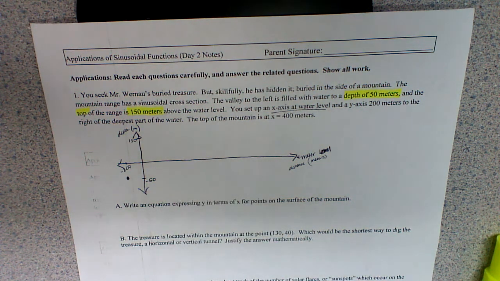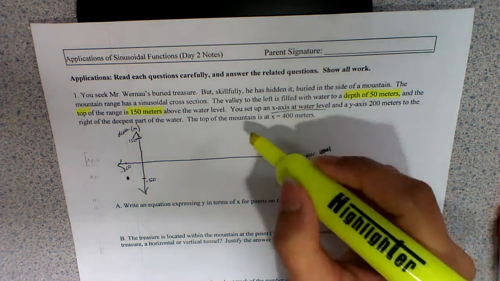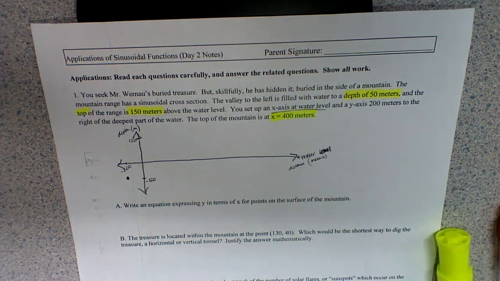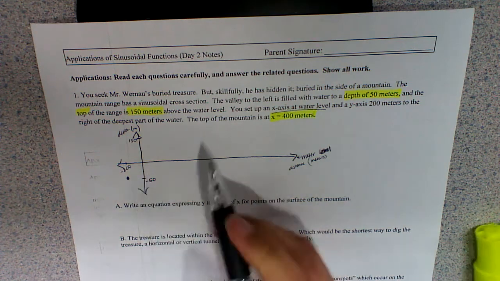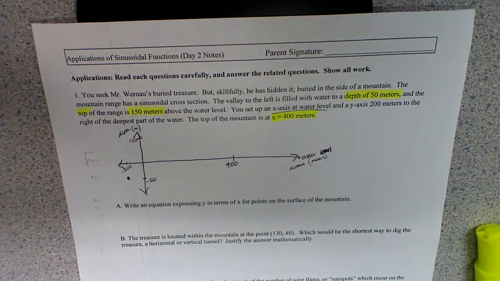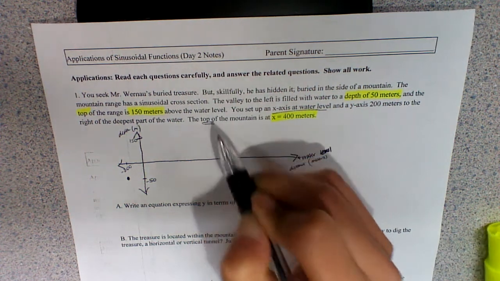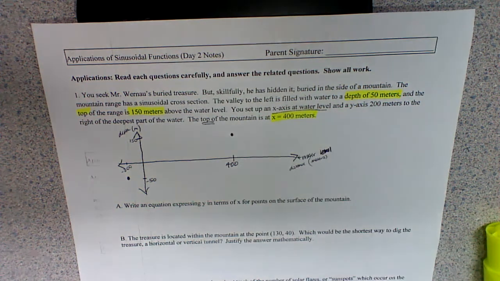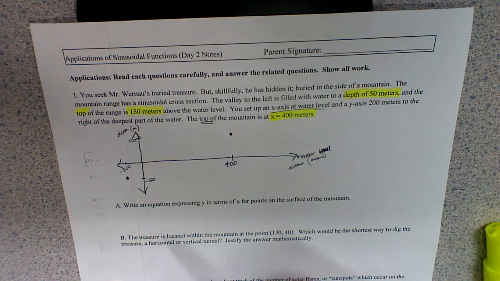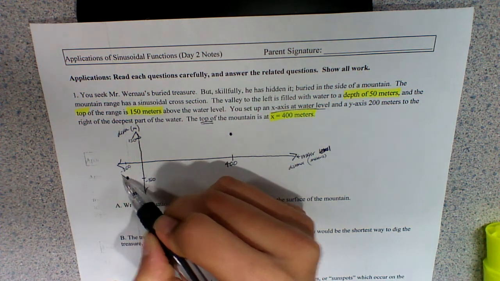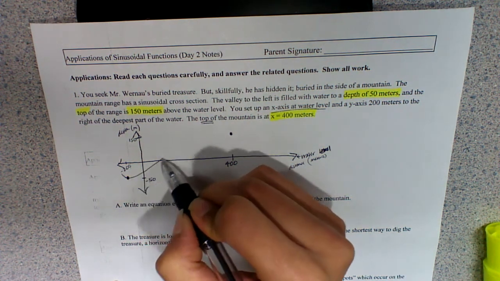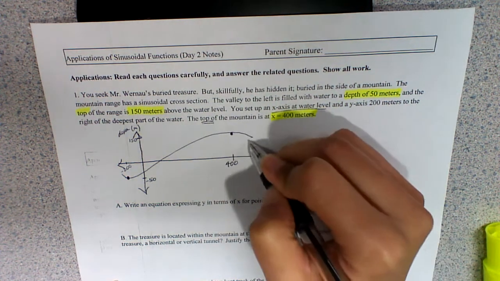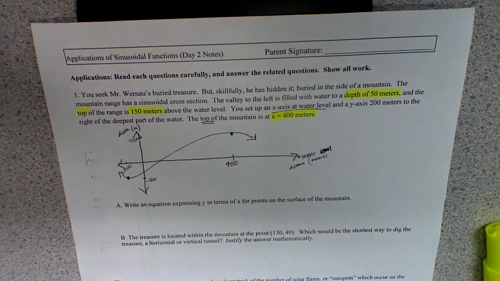Now if I keep reading, it tells me that the top of the mountain is at x equals 400. So x value is 400. And since that's the top of the mountain, I know that the highest we're going to go is 150, so there's my highest point. So now that's actually all the information that's given. Let me see what I can do with that. So if I know this is my lowest, and I know this is my highest, and I know these functions continue because they're sinusoidal, I'm just going to draw arrows to represent that.